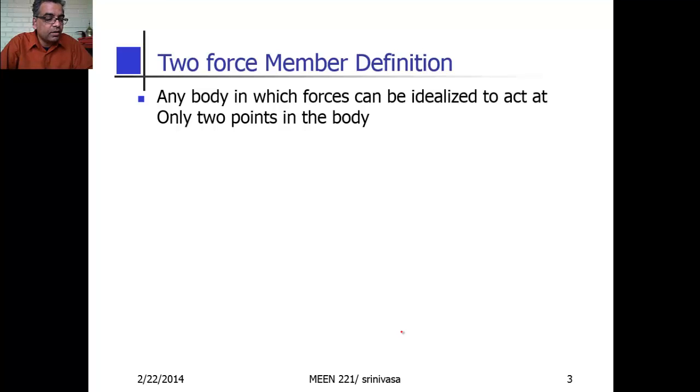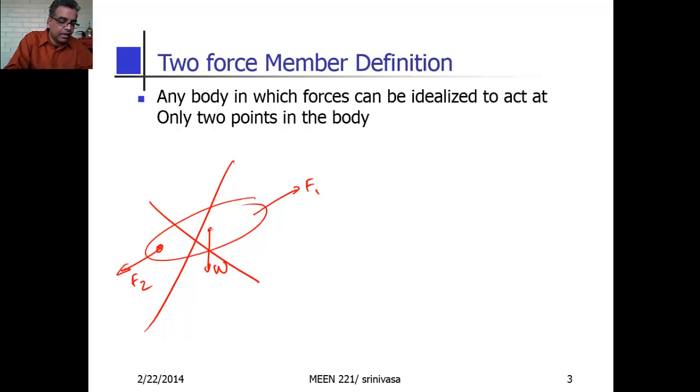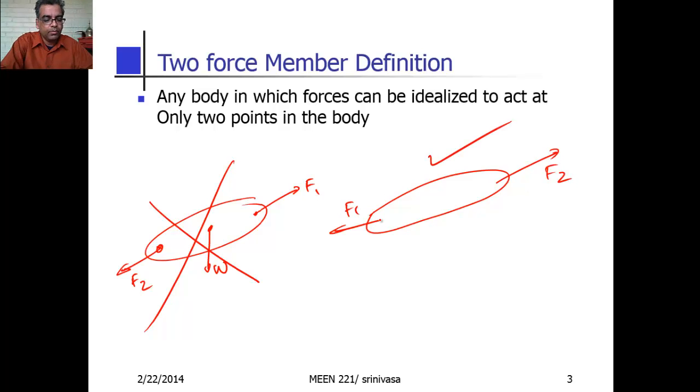So first let's talk about what is the definition of a two-force member. Any body in which forces can be idealized to act at only 2 points on the body. If you have a body like this and you have force F1, force F2 and then the weight of the body, this is not a two-force body because forces are acting at 3 points. But if you idealize it to say that there are only F1 and F2, then this is a two-force body. Forces acting at only 2 points. That is the basic idea.